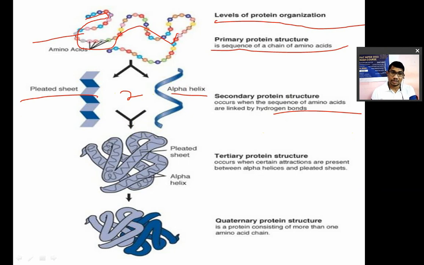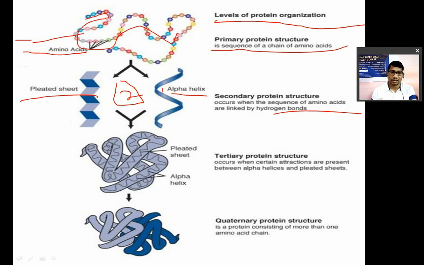प्राइमरी स्ट्रक्चर में सिर्फ पेप्टाइड होगा, सिंपल अमीनो एसिड चेन, सिंपल अमीनो एसिड पेप्टाइड, सिंपल अमीनो एसिड सीक्वेंस. सेकेंडरी स्ट्रक्चर में होगा हाइड्रोजन बॉन्ड between the amino acids. If the peptide is twisted and turned, twisting is there in case of secondary structure. There are two types of secondary, alpha helix and beta sheet.